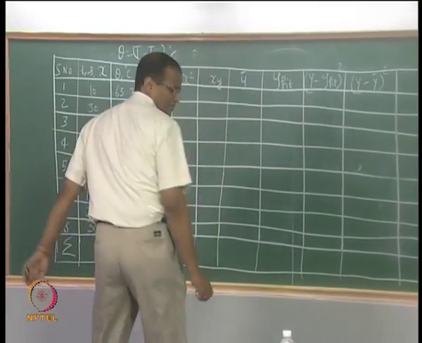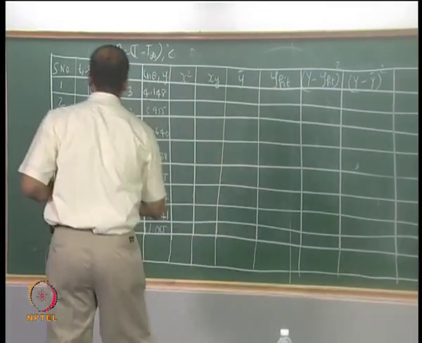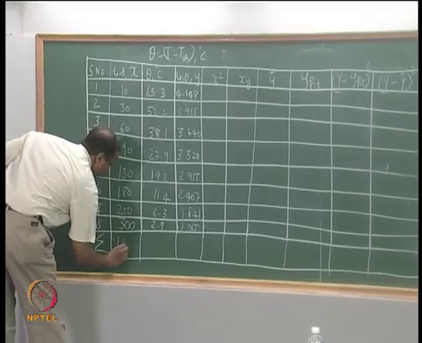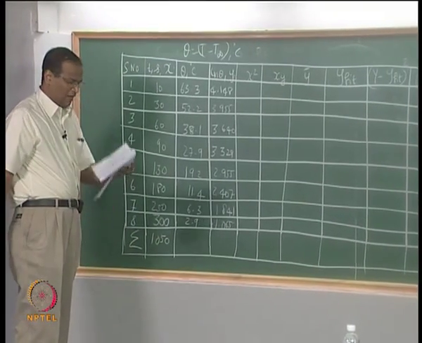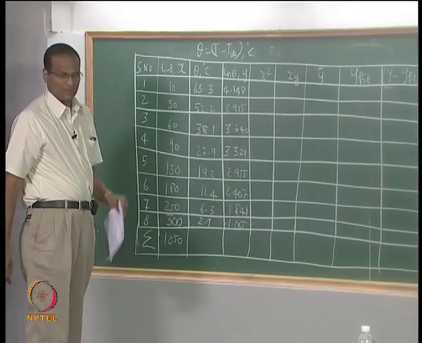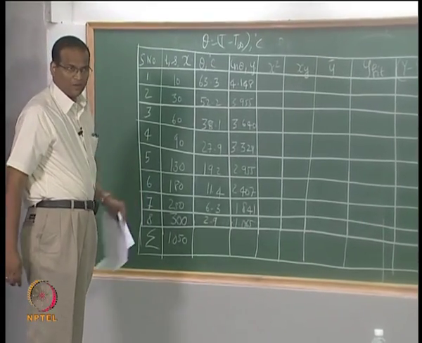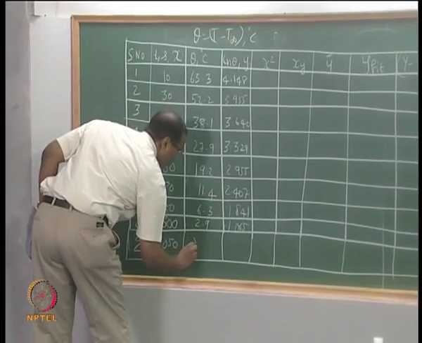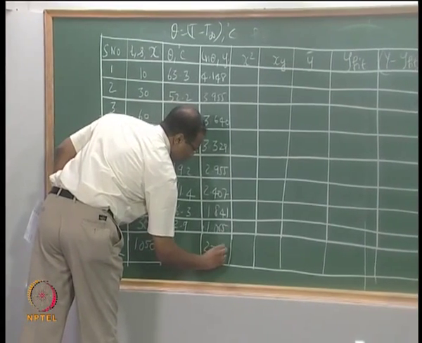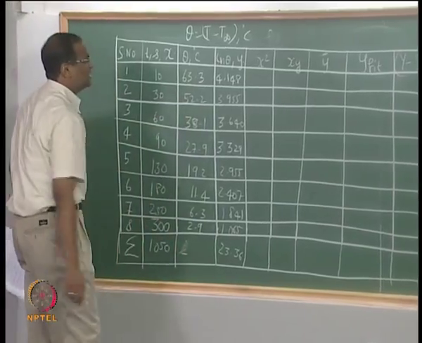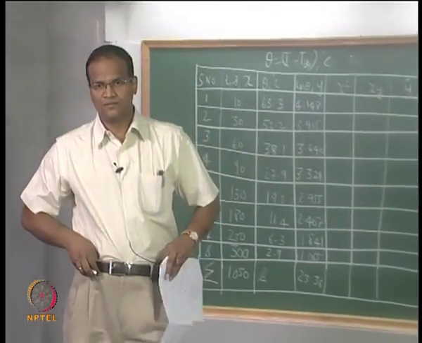1050, good. Sigma y, 23.63, okay. Here, yeah, you have these basic things. Now you have to get x square and xy.